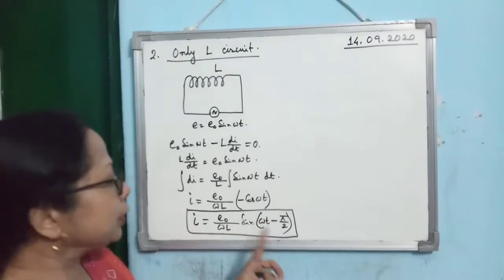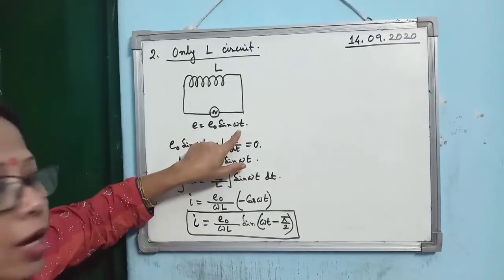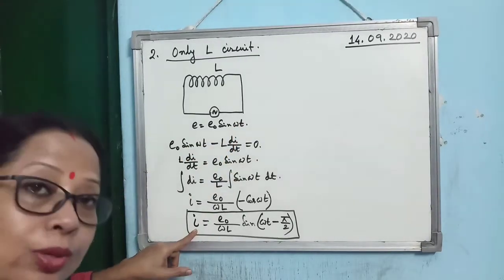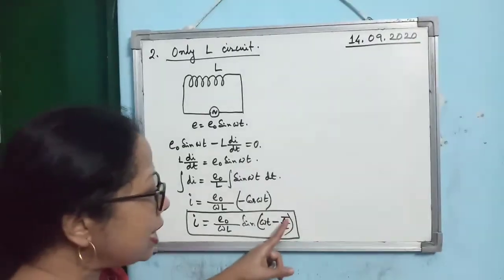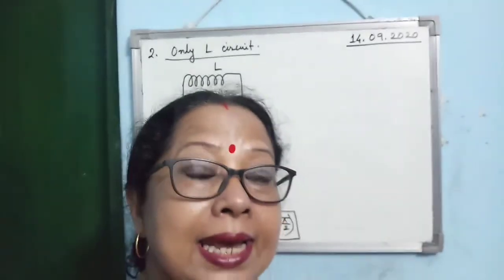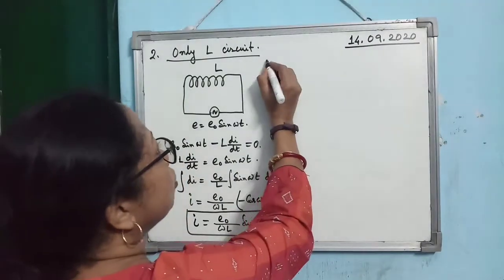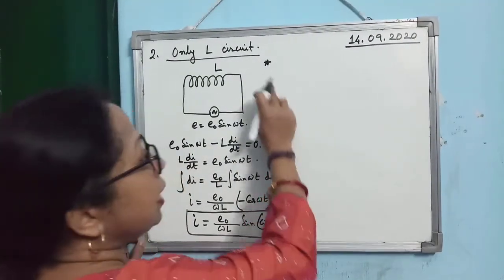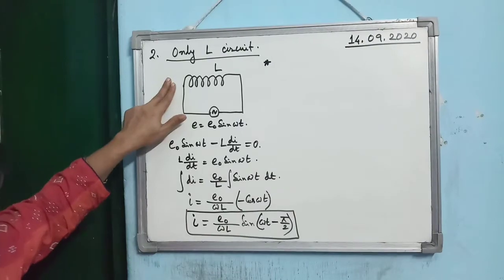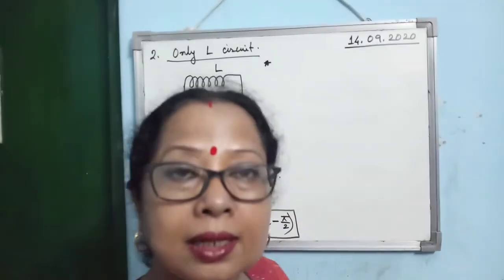Is that clear? What is the phase of the EMF? Omega t. What is the phase of the current you have got? Omega t minus pi by 2. So this negative sign indicates that I lags behind E by an angle pi by 2. These are the important points related to the L circuit. You are supposed to learn and remember them.